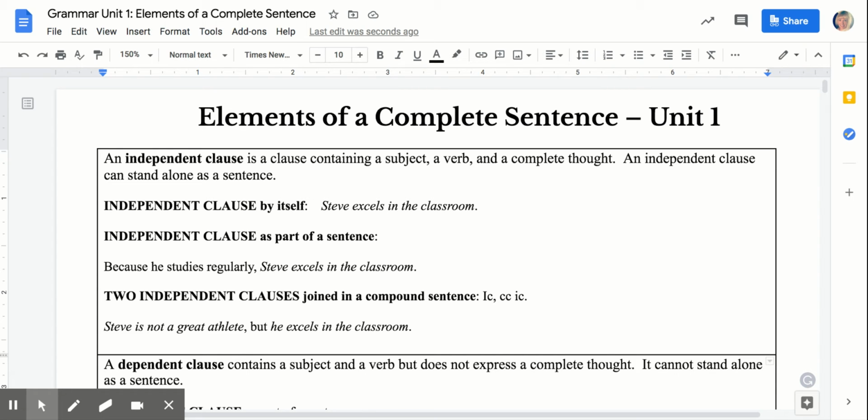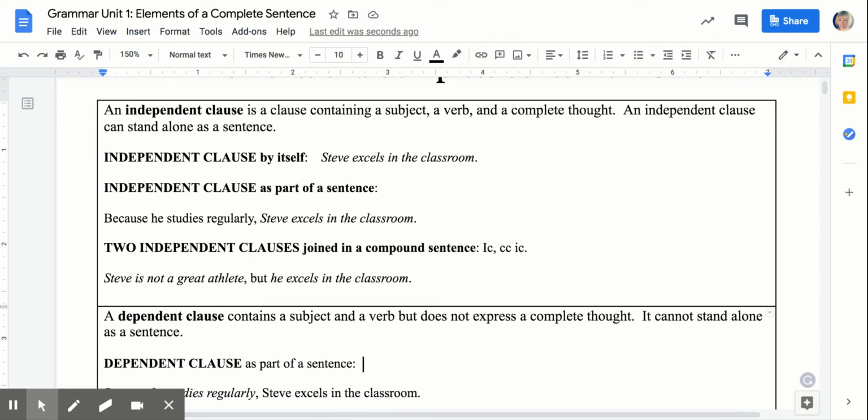This video will go over elements of a complete sentence, Unit 1. So, the very beginning of this unit reviews independent versus dependent clauses. And it's really important that you are able to quickly identify what is an independent clause versus a dependent clause.